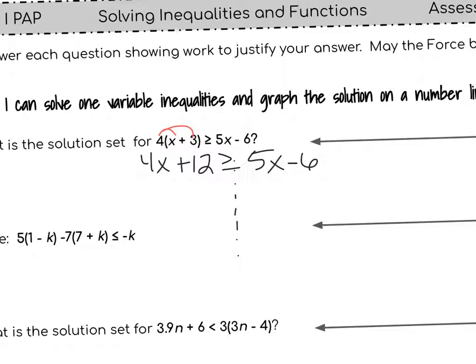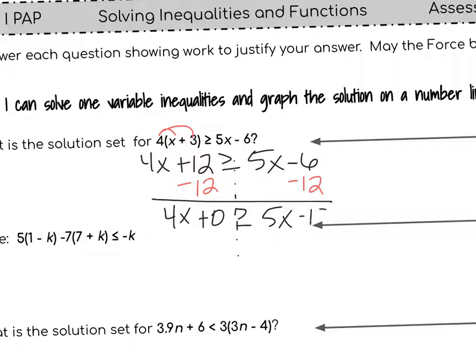Okay, so we'll start here. I'm going to subtract 12. That's usually where most of y'all start. Okay, so then I get 4x. I'm going to just put a plus 0 here for now. Greater than or equal to 5x, and that's negative 18. Okay, so now I have 4x greater than or equal to 5x minus 18.